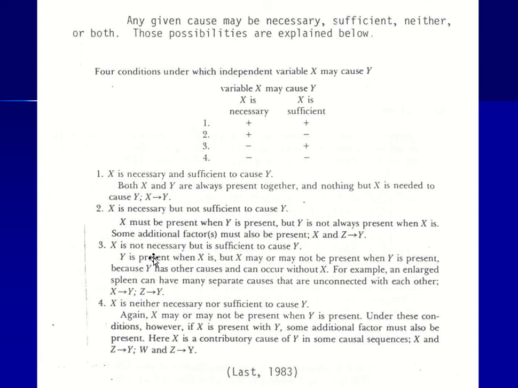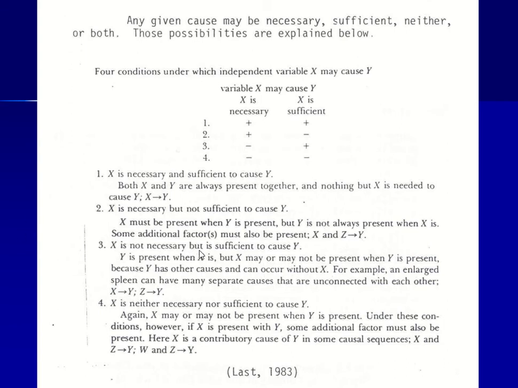In the next slide, we'll have some examples to further illustrate. Now, if X is necessary but it's not sufficient to cause Y, then X must be present when Y is present, but Y is not always present when X is. Some additional factor must also be present. So X and Z lead to Y. Okay. So X in this condition is necessary. You must have it, but you might also need something else.